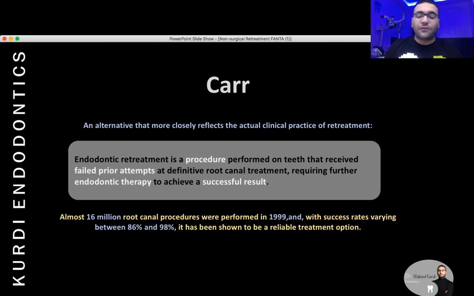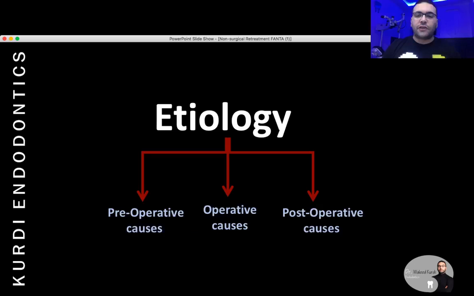For me, the best definition of non-surgical retreatment is the one given by Carr. He stated that it's a procedure performed on a tooth that had received a failed prior attempt at a good root canal treatment, and that requires further endodontic therapy to have a successful result. This is, in my opinion, the best definition of non-surgical retreatment.